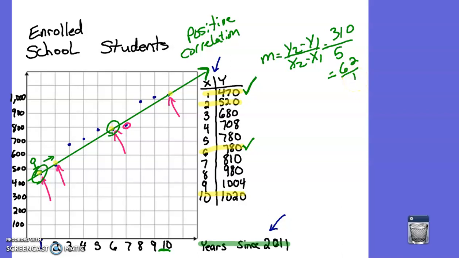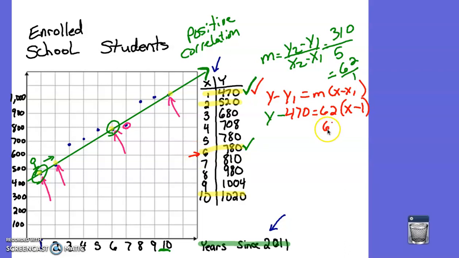And to write an equation of this, I'm going to use point slope form. I'm going to go ahead and use my first point, this point right here. And so y minus 470. Remember, point slope form is this, and my slope is 62, and then x minus 1. I could have used the other point as well, but I used 1, 470. I used the first point just because it was smaller numbers.